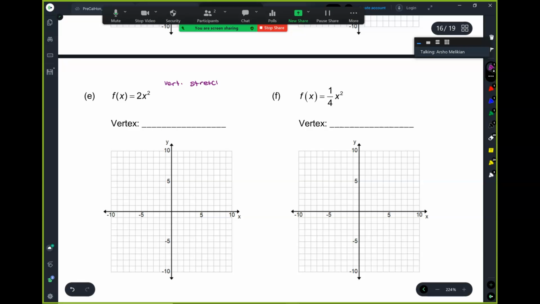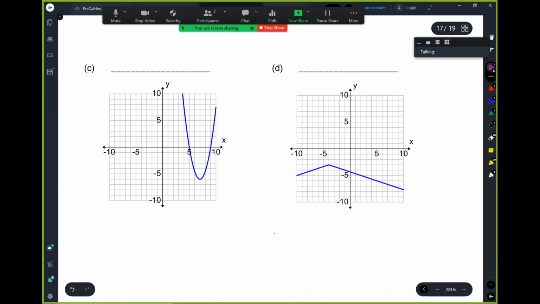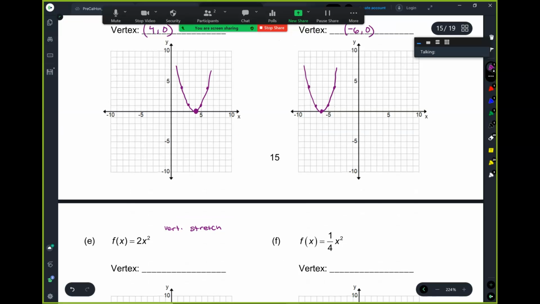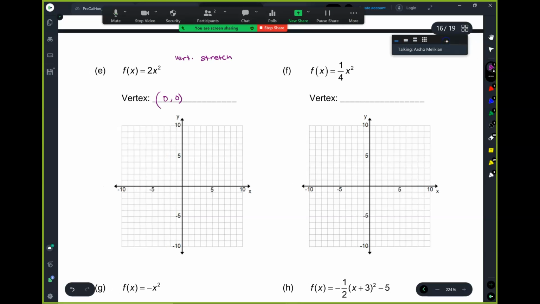Now, this one here is a vertical stretch. Okay, so what's the vertex going to be? Has it moved anywhere? No, so it's going to be 0, 0. Now for the first one, I want to do a table. So let's do X and Y. We're going to do -2, -1, 0, 1, 2. We already know the 0 anyway.